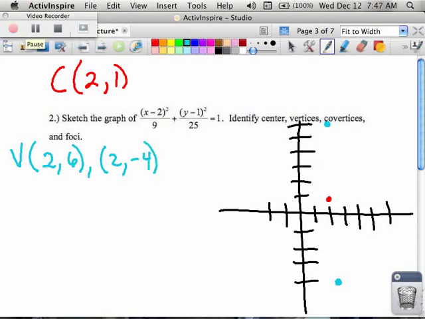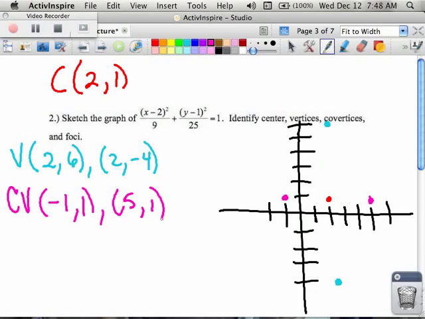After I find my vertices, I can also find my covertices. In order to find my covertices, I look at my smaller number underneath my parentheses, which is a 9. I take the square root of that number, which is 3. So I'm going to go left and right 3 units from my center. One of those coordinates is going to be at negative 1, 1. And my other coordinate is going to be 3 units to the right of my center, which is at 5, 1.